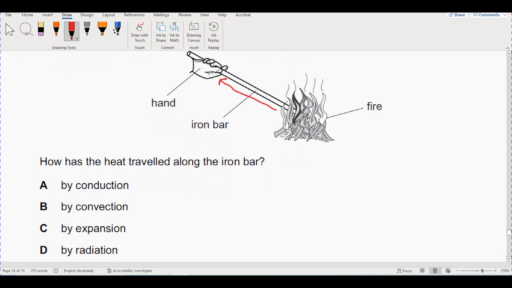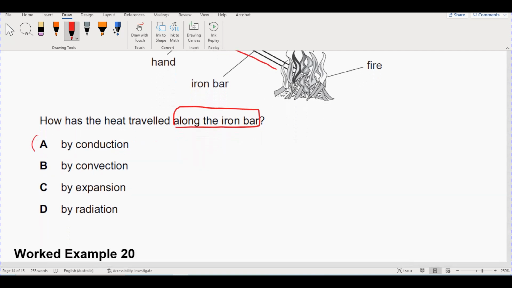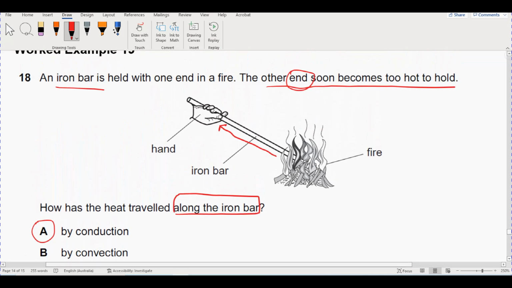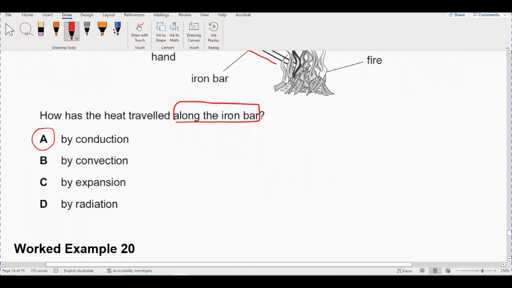How does the heat travel along the iron bar? You can say the heat can go to the hand through radiation as well. But if the question asks how it travels along the iron bar, then it must be by conduction, because this is an iron bar. So it's really important. Don't just look at the picture, but you need to be very careful about the wording in the question as well.